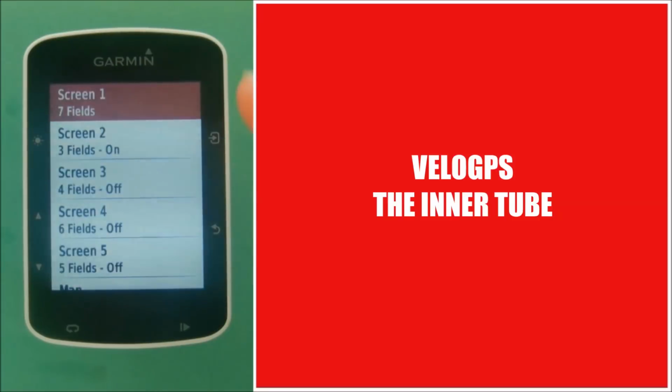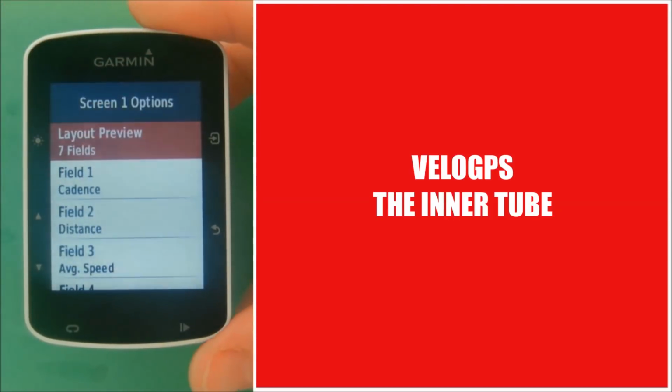So these are our data screen options, and we can see here that we've got up to 5 data screens that we can activate, and each data screen can have up to 10 data fields displayed, so more than enough information for you data junkies. So let's just take a look at screen number 1.